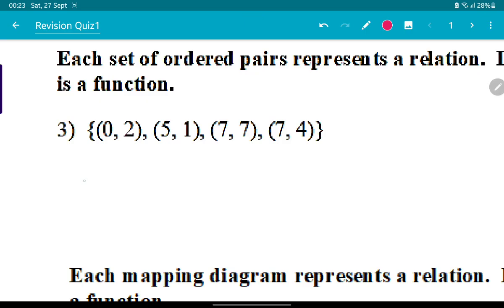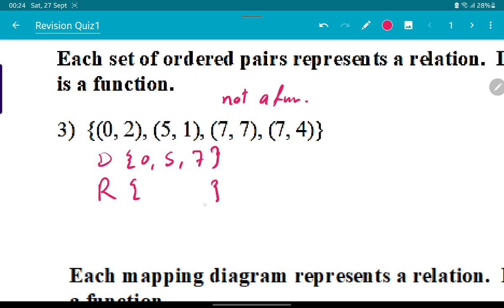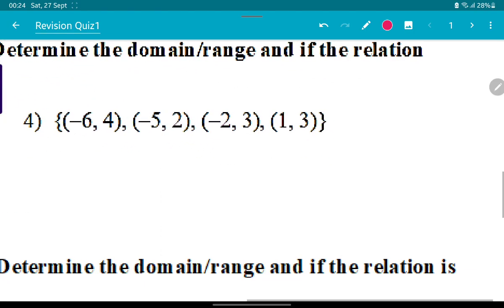Here we have set of ordered pairs. The first is the input, which is the x coordinate. So in this case you can see that the 7 has two different outputs, so it's not a function. But we can get the domain, the x values, 0, 5, 7. For the range, it's 2, 1, 7, 4. But it's not a function because the 7 has more than one output.